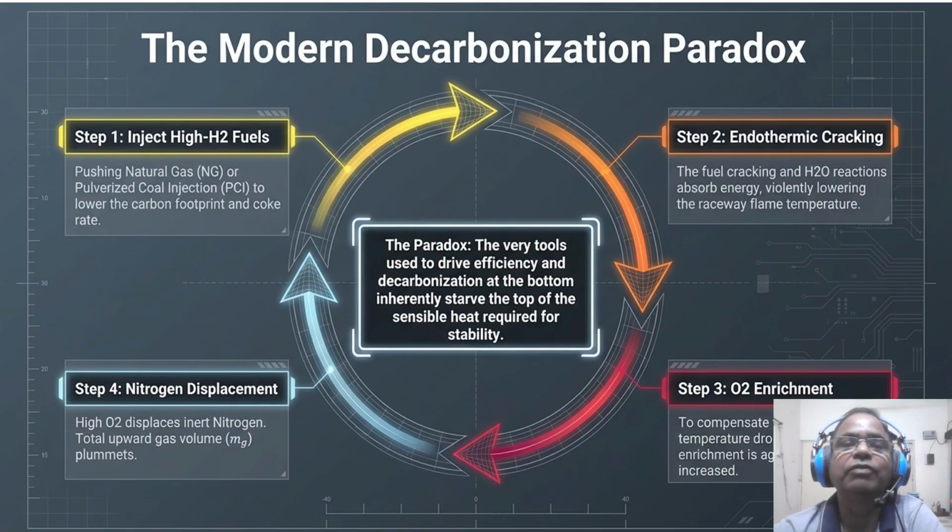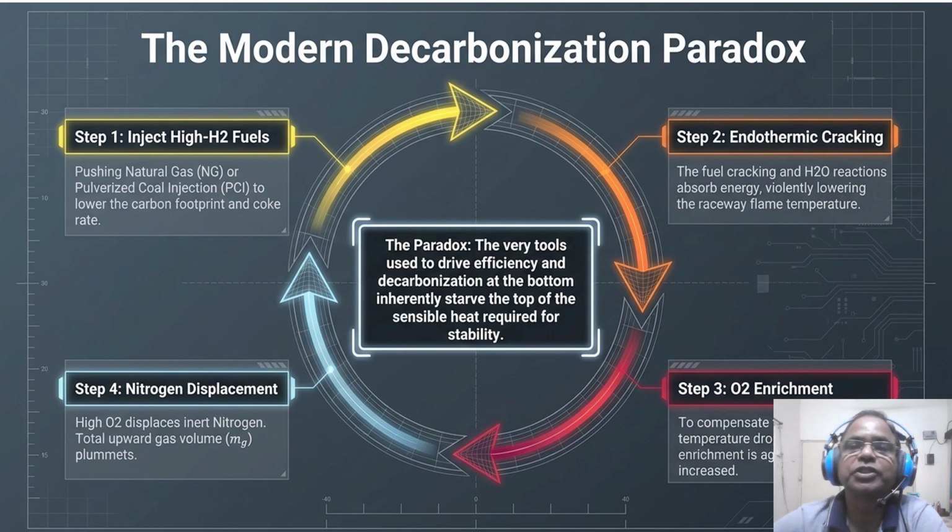So follow the cycle. We inject high hydrocarbon fuels, but endothermic cracking lowers the flame, that is RAFT. We compensate with the aggressive oxygen enrichment, which displaces inert nitrogen. The so what is simple. Your CO2 drops, but your upward gas volume plummets, starving the top. This lack of heat fails to manage the furnace invisible water load.